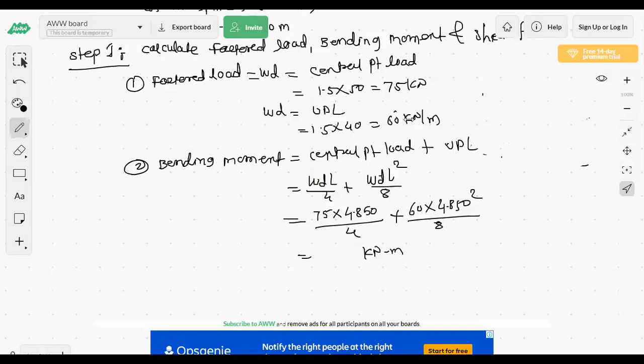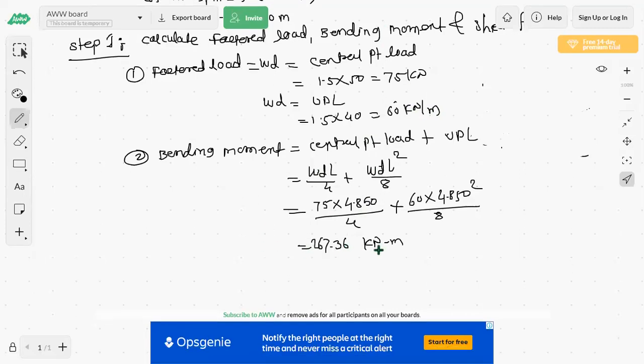176.50 or 230. Two students gave me separate answers. Priyanka has given 176.50 and Sonali has given 267.36, which is correct. 267.35 is the correct answer. Swapnil again has given 267.36 kilonewton meter is the bending moment.